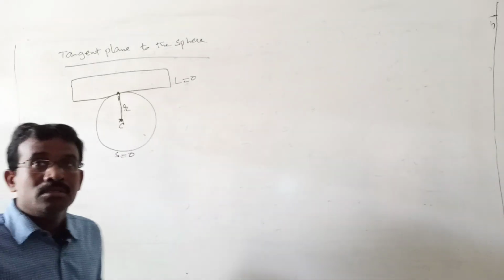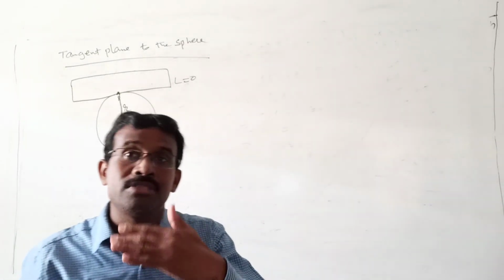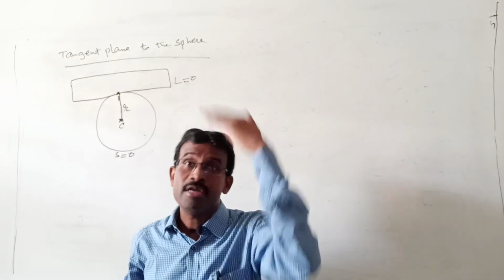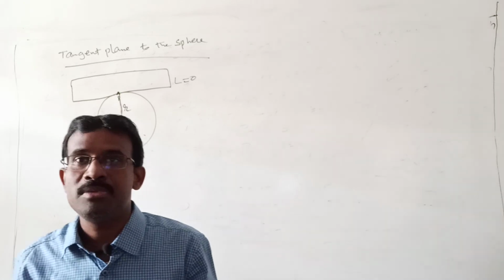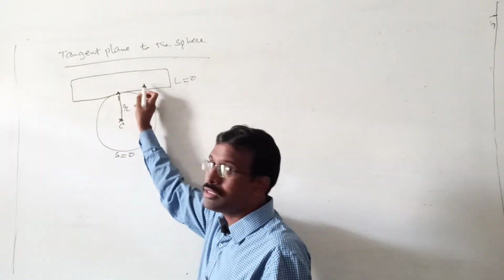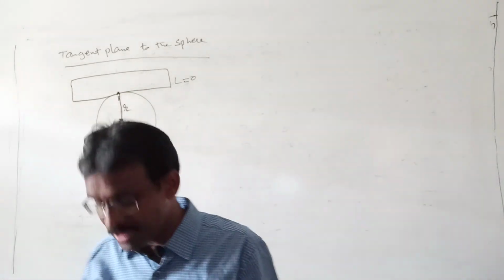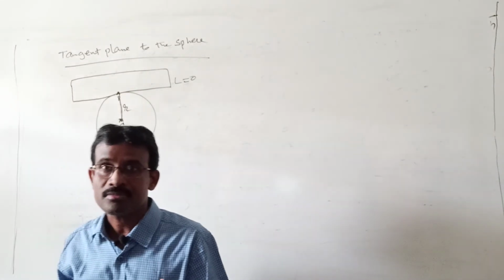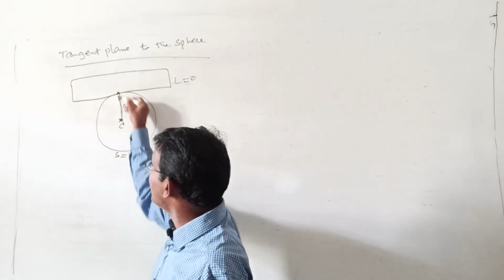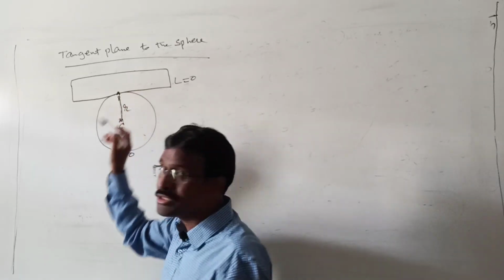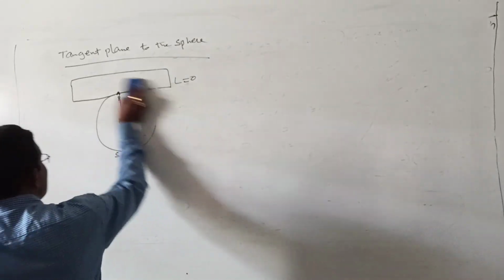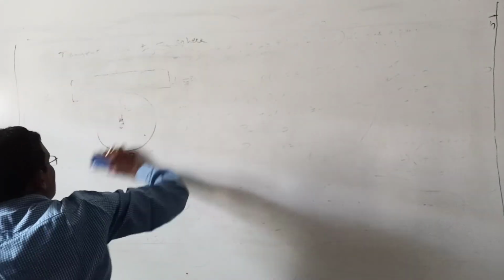Calculate the distance from the center of the sphere to the plane; that should be equal to the radius of the sphere. In such a case only we say that the plane touches the sphere or that plane is a tangent plane to the sphere. Once again, if a plane touches the sphere, then the perpendicular distance from the center of the sphere to the plane is the same as the radius of the sphere. This is the tangent plane to the sphere definition.